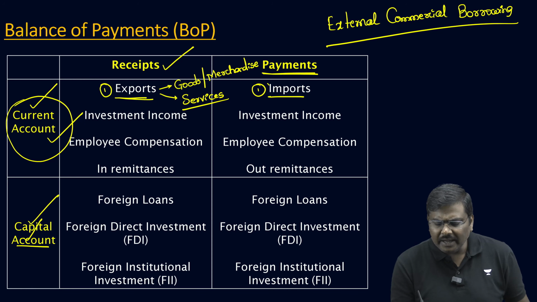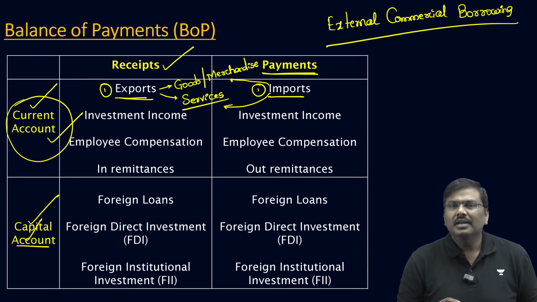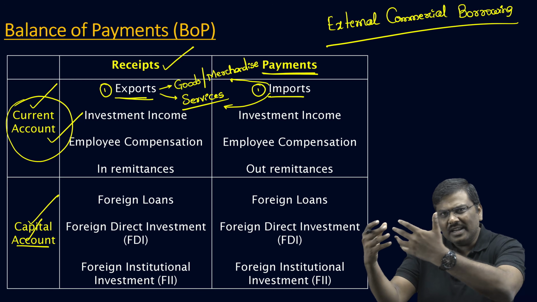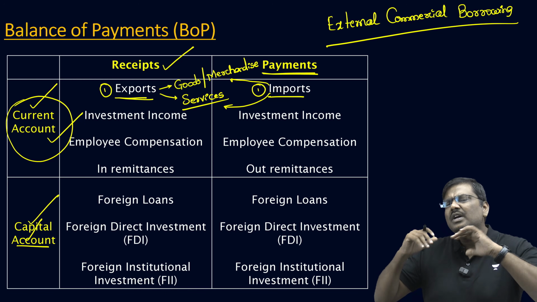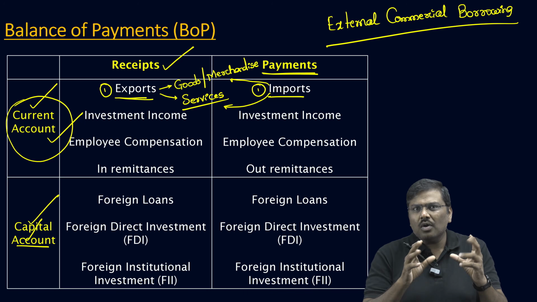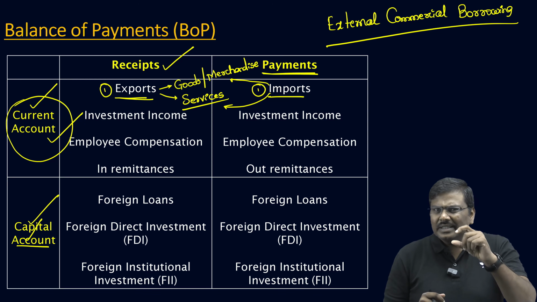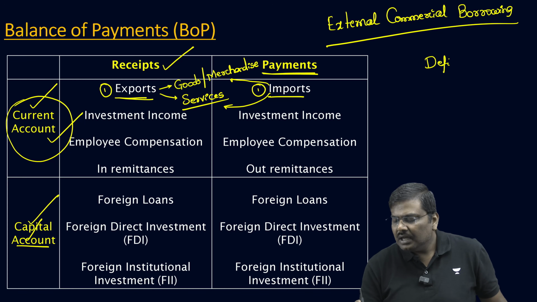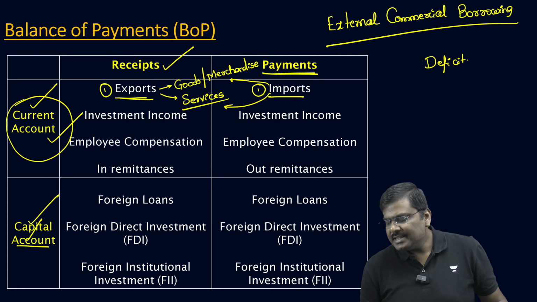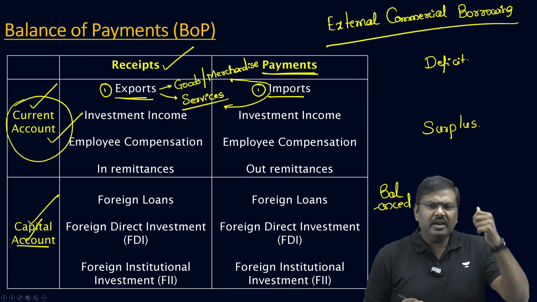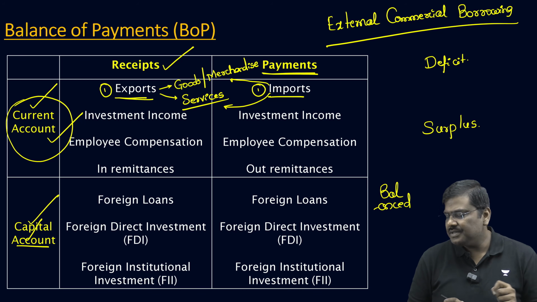You can divide either imports or exports into two components, that is merchandise and services. Now India will export a certain merchandise, that is goods, and will receive merchandise, that is import the goods. What is the overall situation? Now please understand, there are certain terminologies used here. The first one is deficit. The second one is surplus, and the third one is balanced. Okay, deficit, surplus and balanced.